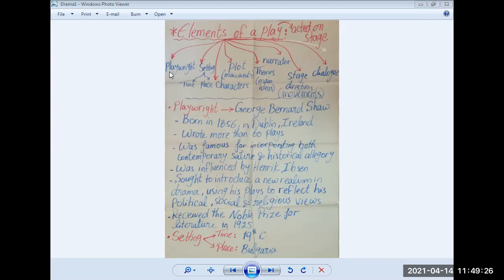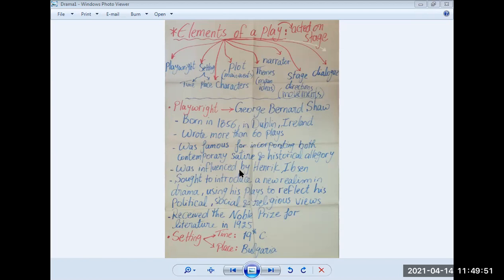Let's first start with the playwright. Our playwright is George Bernard Shaw. He was born in 1856 in Dublin, Ireland, which means the 19th century. He wrote more than 60 plays. He was famous for incorporating both contemporary satire and historical allegory.